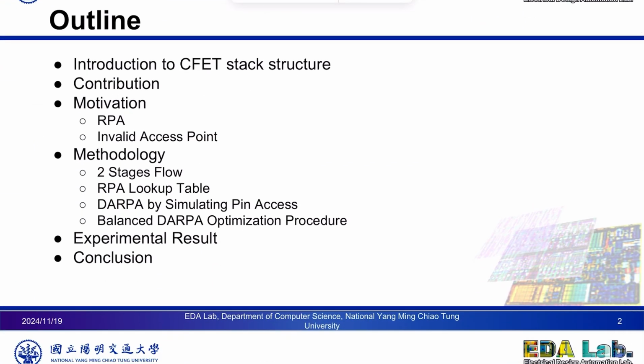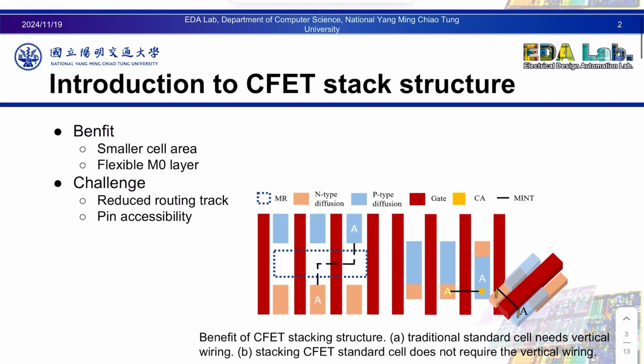This is today's outline. I will give a brief overview of the C-phase data structure to provide everyone with a simple understanding of its challenges and benefits, and the contribution and the motivation behind our PNS ability estimation model, and the methodology we use to implement it step by step. And I will go through the experimental result to show our improvement and give a brief conclusion.